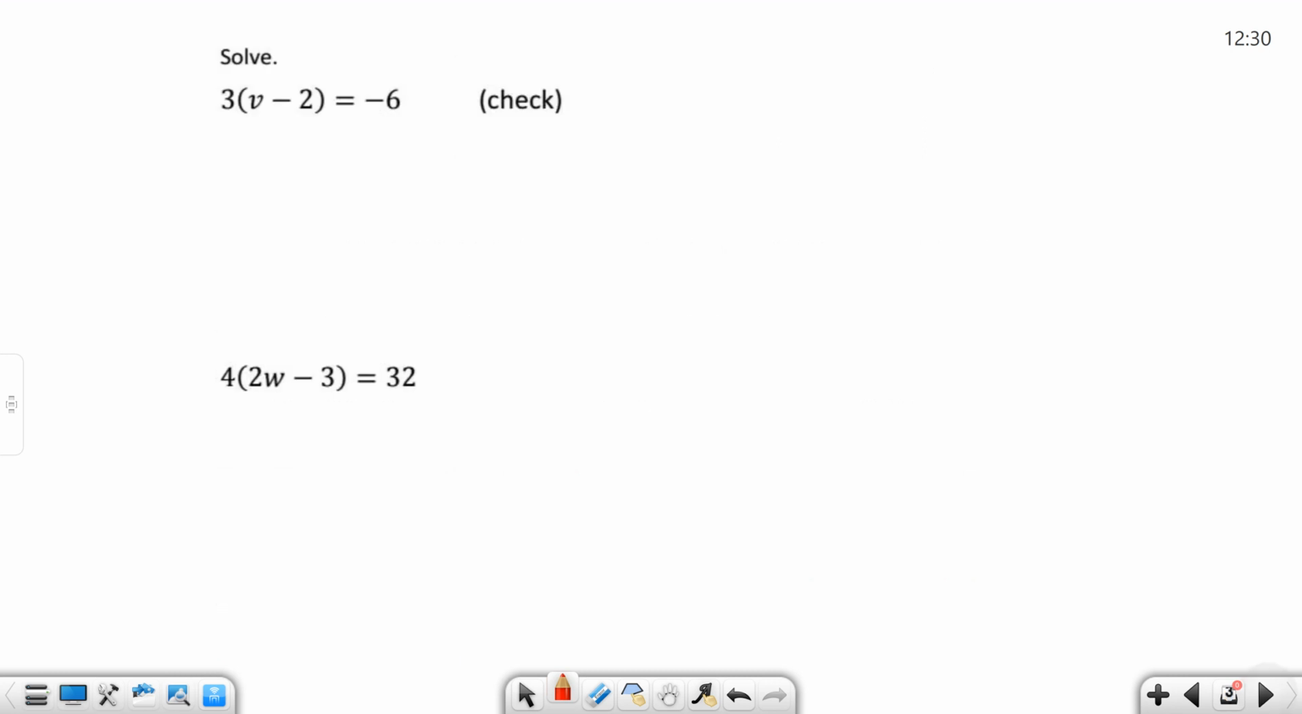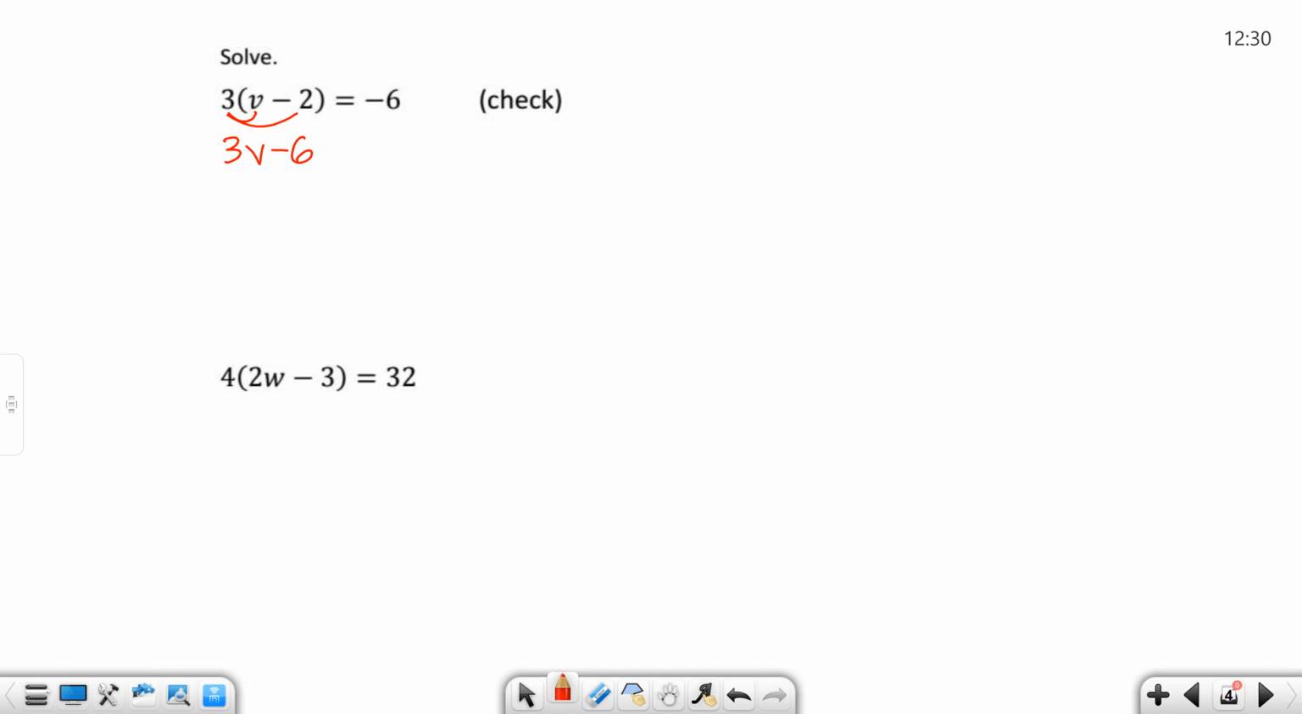All right, so here, 3 and then parentheses, v minus 2, close parentheses, equals negative 6. So the left-hand side, again, I'm going to focus on one side at a time. Do we need to do any work to simplify it? So we always ask ourselves, do we need to simplify? Yes, we do. We need to distribute the 3. So I'm going to distribute the 3 to here. This is going to be 3v minus 6.